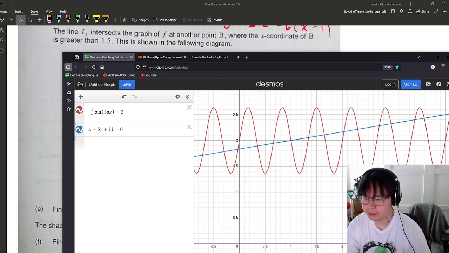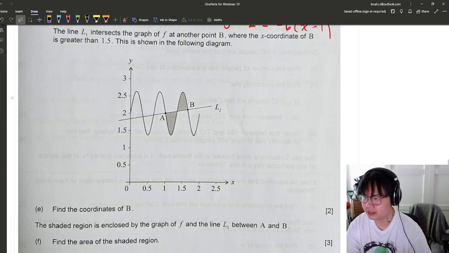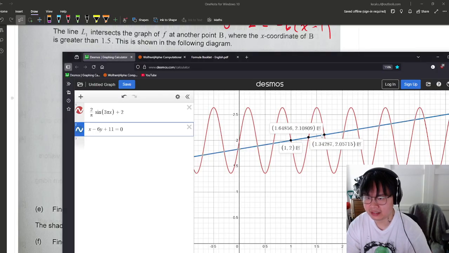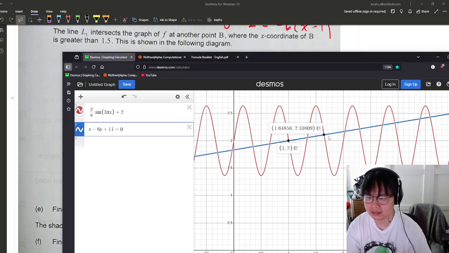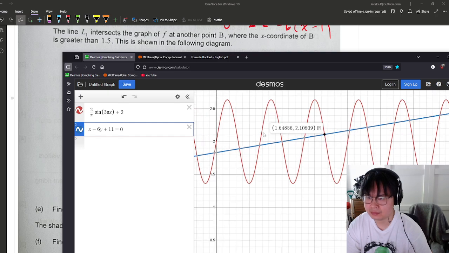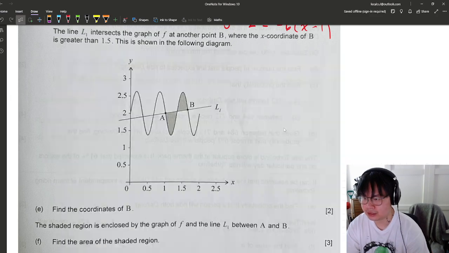Okay, now point A is (1, 2). So this is point A, and then they're saying point B is this one right here, right? No, not that one. This one. So 1.65 and then 2.11.